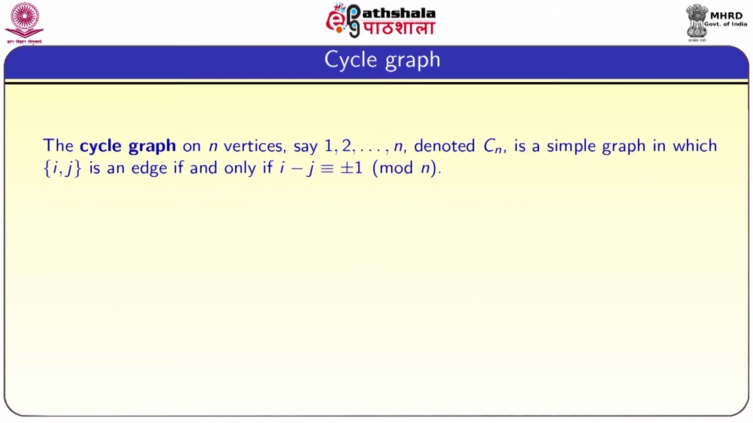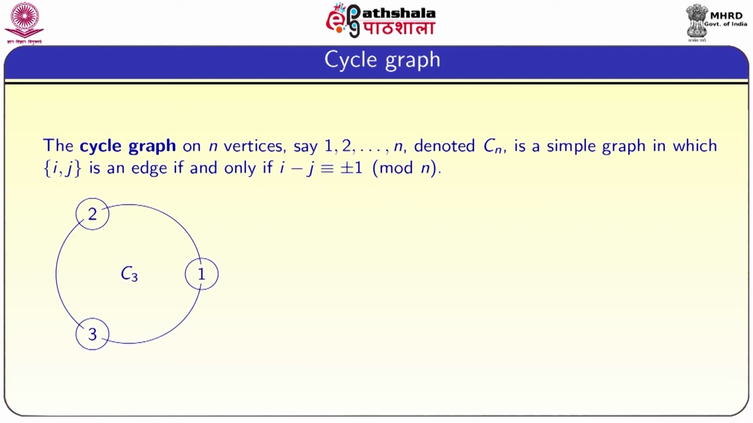Another graph which we are going to discuss is the cycle graph. The cycle graph on n vertices, say 1, 2, 3 and so on up to n, is denoted as Cn. It is a simple graph in which (i, j) is an edge if and only if i minus j is plus 1 or minus 1 modulo n.